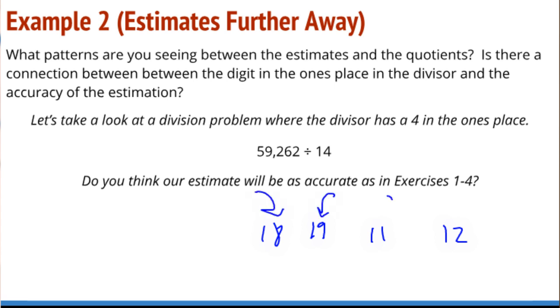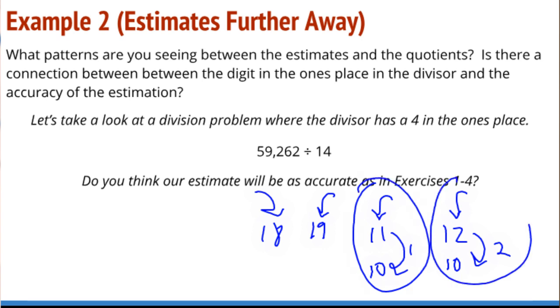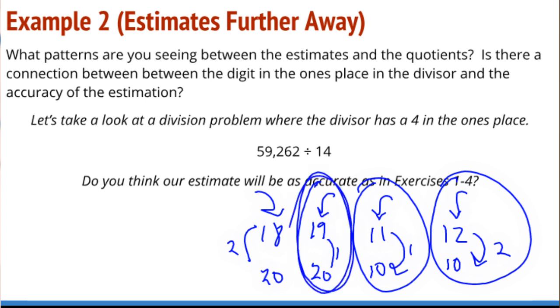Well, the closer the digit in the ones place was to what we rounded to, the more accurate the estimate was. 11 is really close to the 10. The 12 is a little bit further away. It's 2 away, and the 11 is 1 away. This was a more accurate estimate than this. The 19 to 20 was 1 away. The 18 to the 20 was 2 away. Then this was a more accurate estimate.